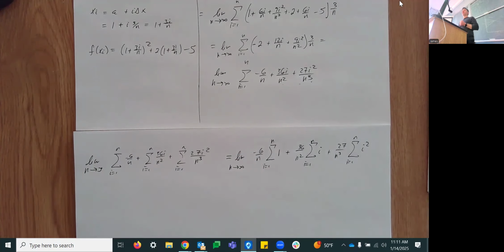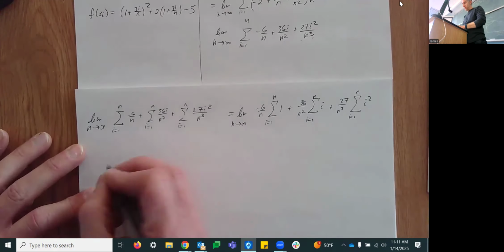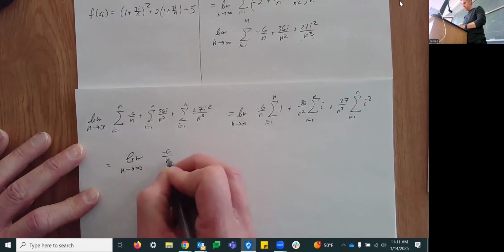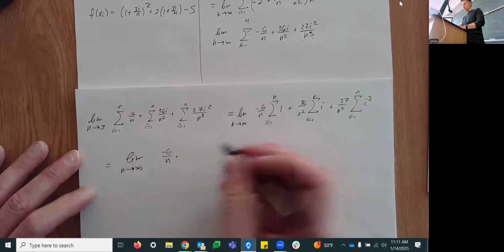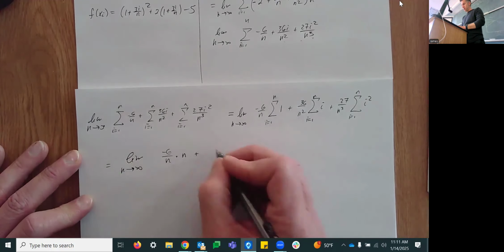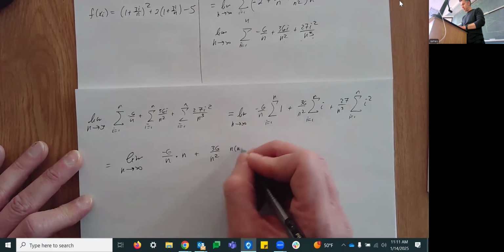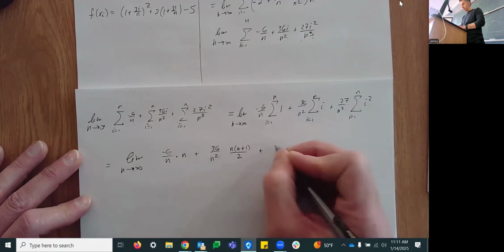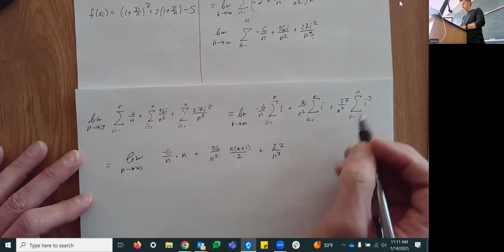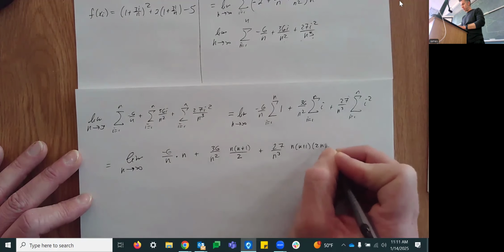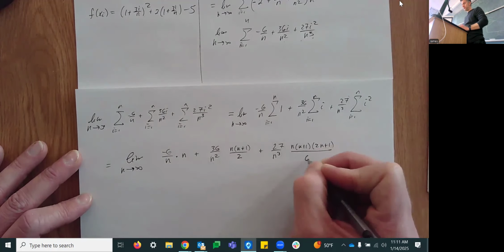And then we have to use the formulas for the sum of i, the sum of 1, the sum of i squared, which I think he expects you to memorize. So we're going to write this as the limit as n goes to infinity of negative 6 over n times the sum from i equals 1 to n of 1, which is just n. Then we've got 36 over n squared. The sum from i equals 1 to n of i is n times n plus 1 over 2, plus 27 over n cubed times the sum from i equals 1 to n of i squared, which is n times n plus 1 times 2n plus 1 over 6.